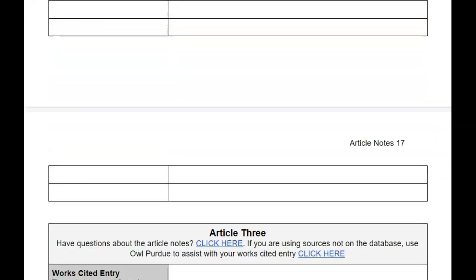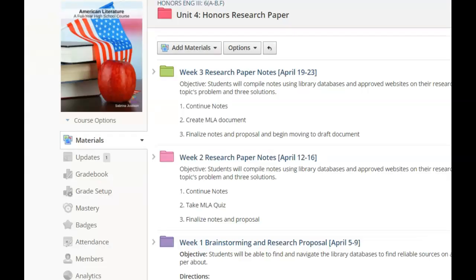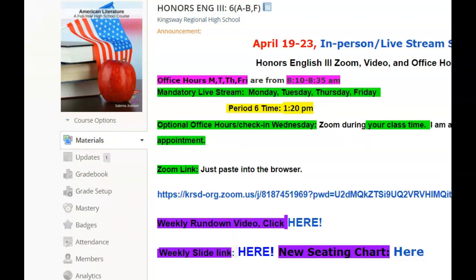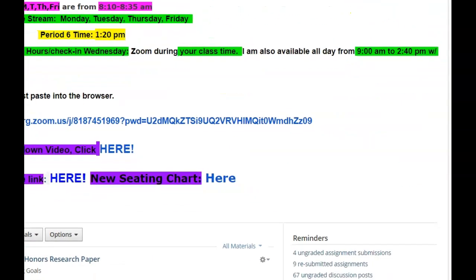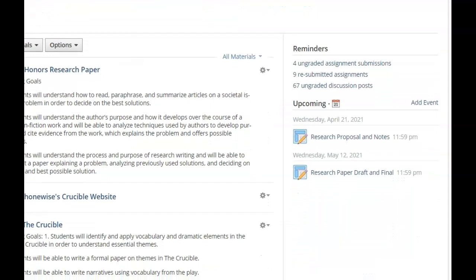All right, so that's it for checking your notes. And just make sure they all look good before you go to the next step. Once you have checked all of your notes and they're complete and you're ready to start writing your paper, then do go ahead over and open up the document in Materials. And you will find it says Research Paper, Draft, and Final.